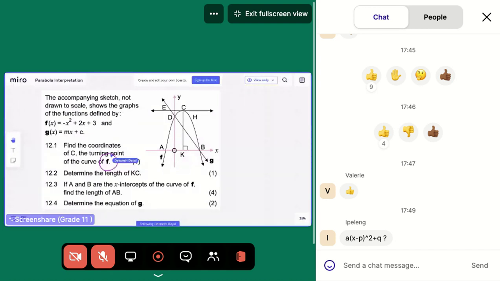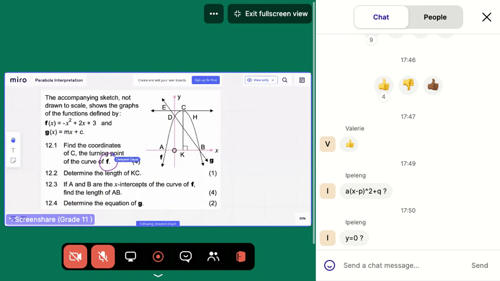Who can we ask? Shall we ask Joy? Joy, what is the equation to find the x value of the turning point? Nope. Okay. I'm going to remind you.